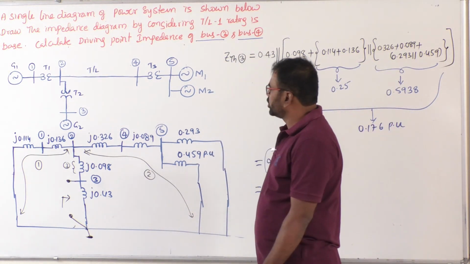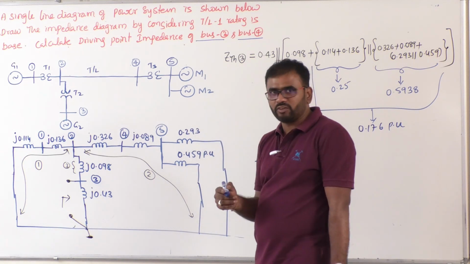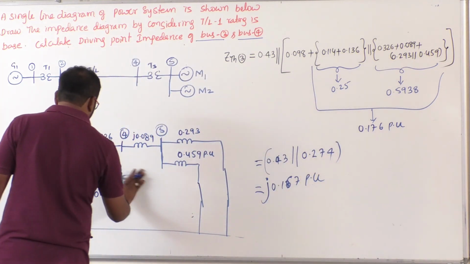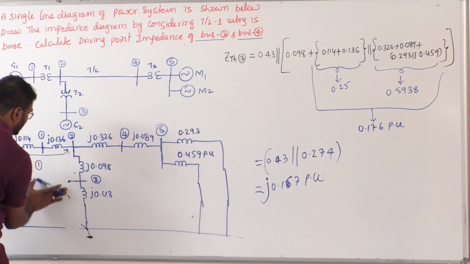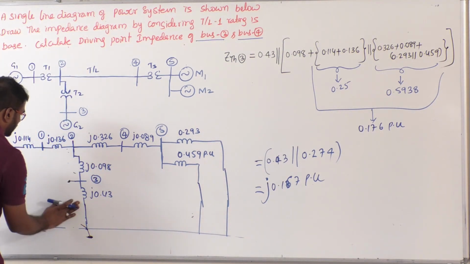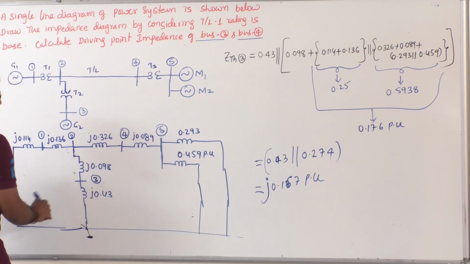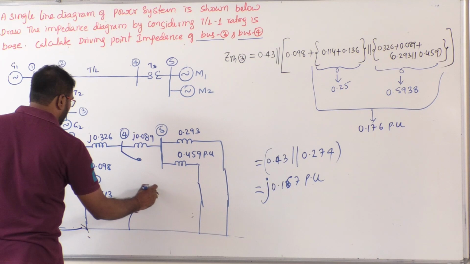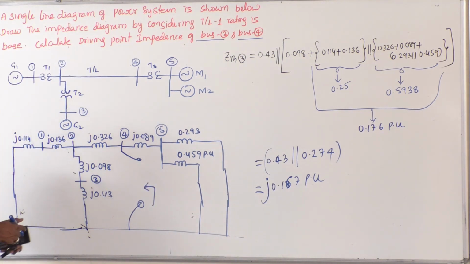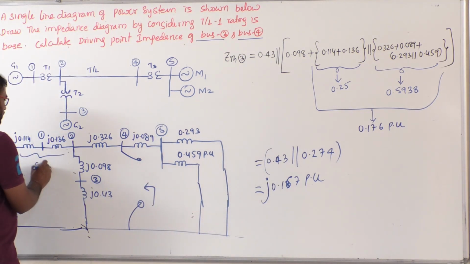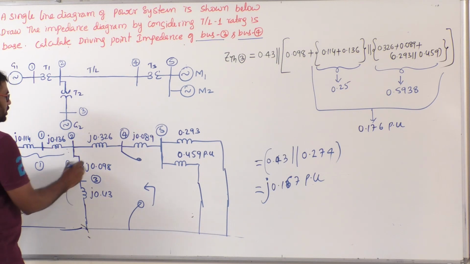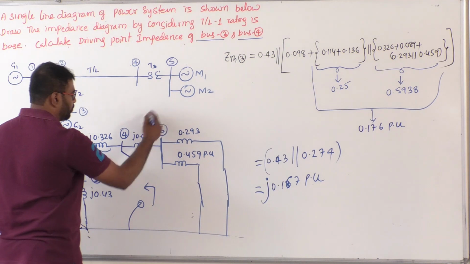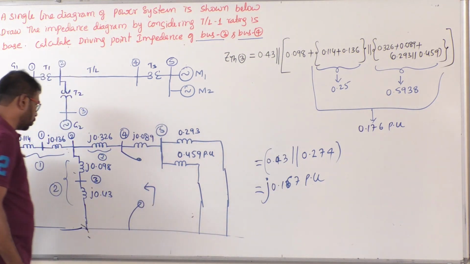Now similarly you need to calculate the driving point impedance of bus 4. So I will tell you how to do that, but you have to do the calculations. So let's see here the driving point impedance of bus 4, how to evaluate that. So bus 4 is here, you are looking into this terminal. Let's say this is section 1, this is section 2, this is section 3, and then after that what? This complete is section 4.